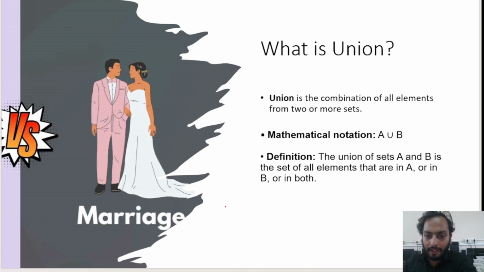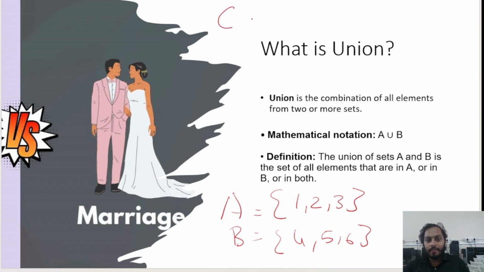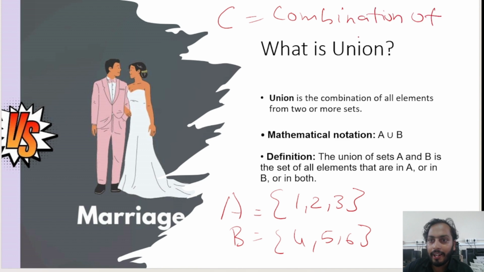For example, I have the first set, which is the collection of, let's say, the first three natural numbers, and my set B is, let's say, the next three natural numbers, 4, 5, 6. Can you tell me what set will come if I combine both sets? Let me call it C. C is the combination of both sets A and B. Then can you tell me what would be C?